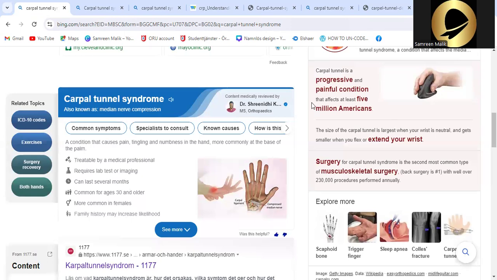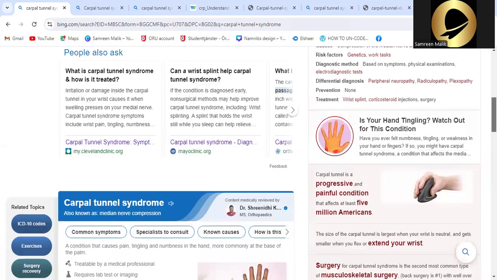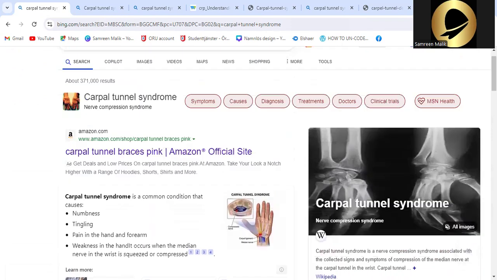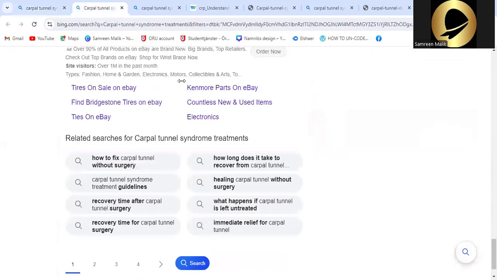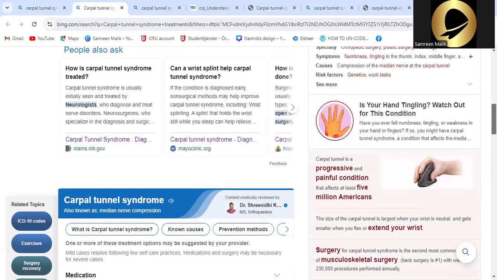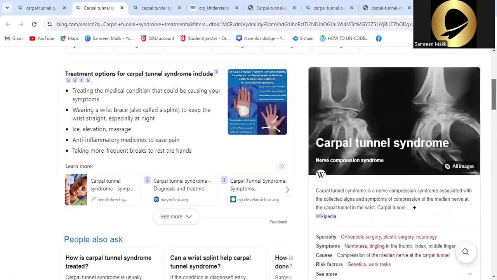So the definition, if you ask me, is a progressive and painful condition. I'll show you treatment. Surgical treatment, surgical excision of the tendon.